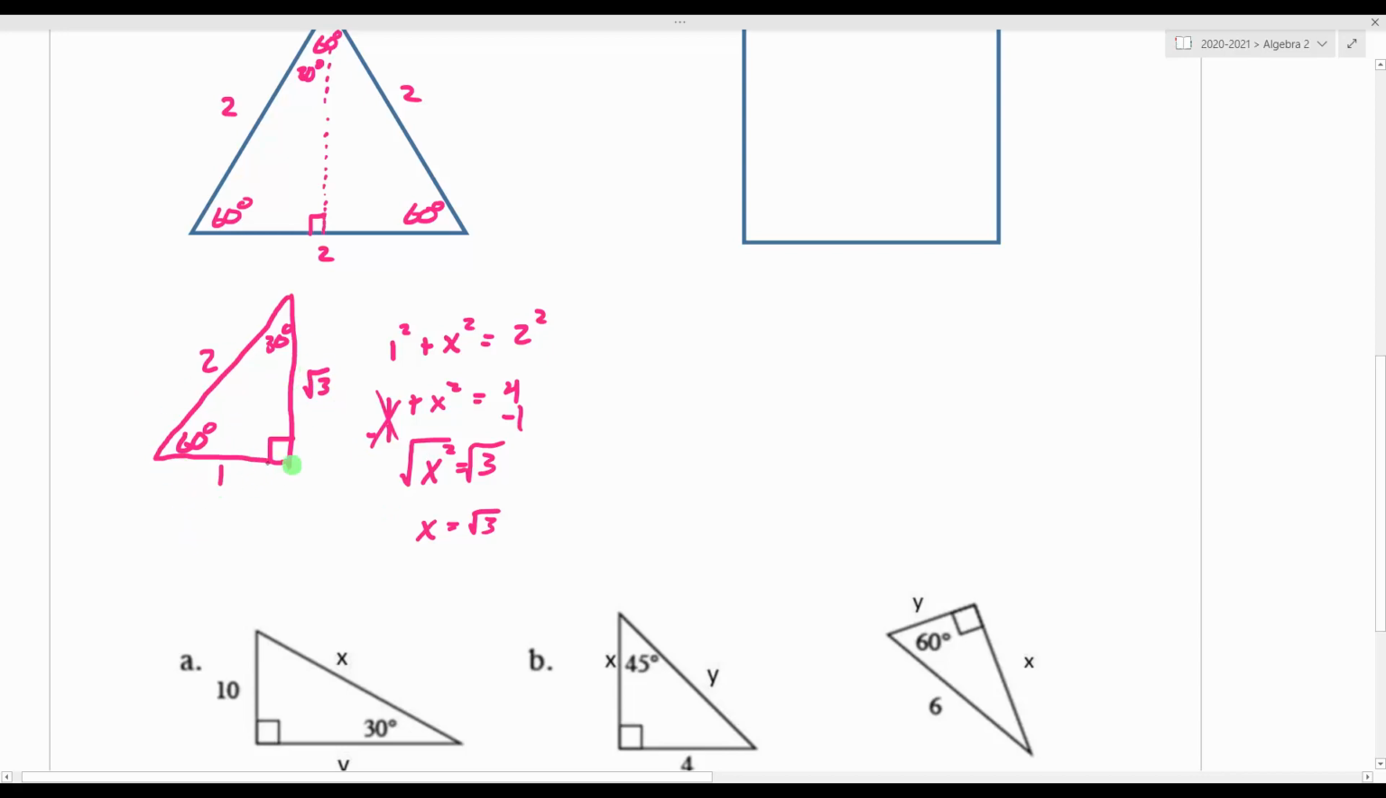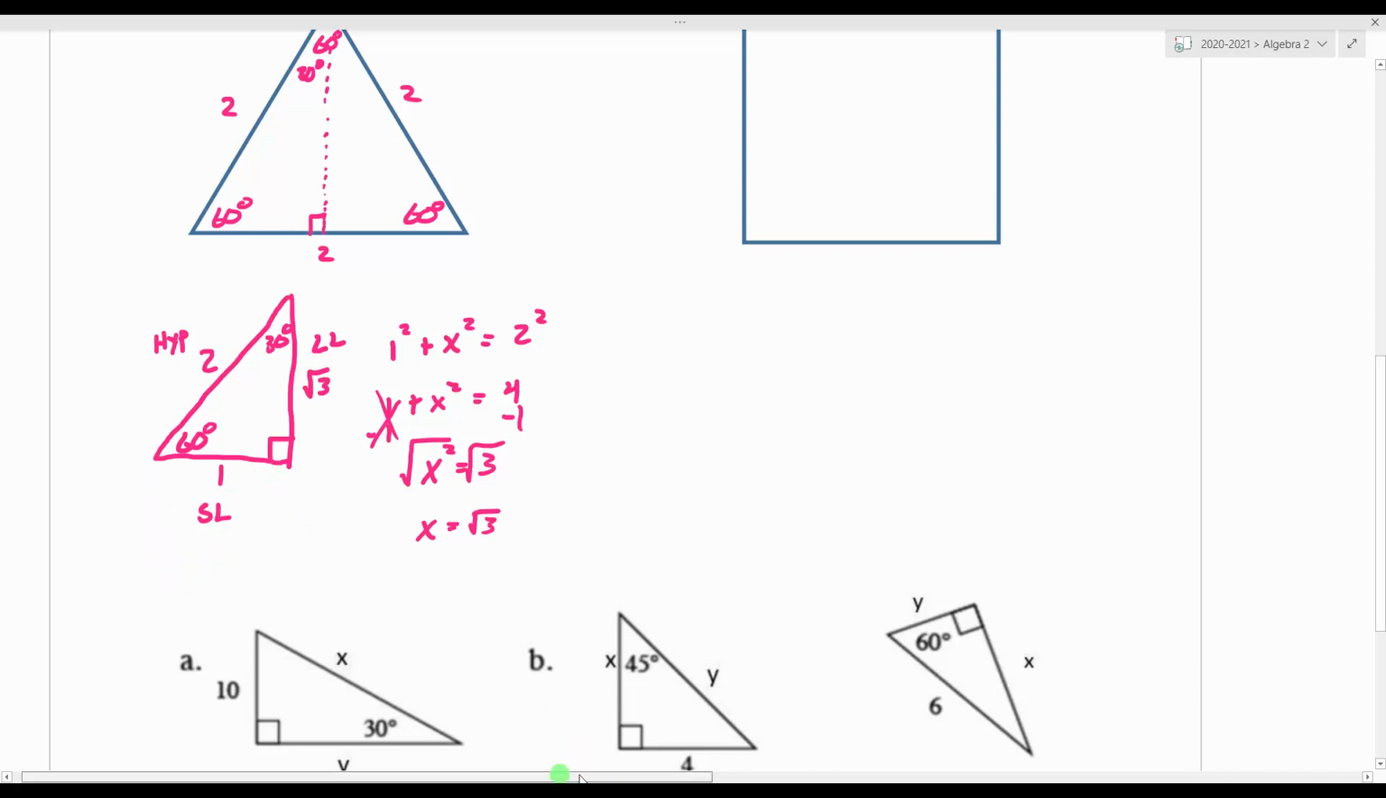Now, just for future reference, this side down here, this 1, we call that the short leg. This one over here we call the long leg, and this one we call the hypotenuse. So if you ever hear me refer to the short leg or the long leg, you know what I'm talking about. All right, so that completes our 30, 60, 90 right triangle.